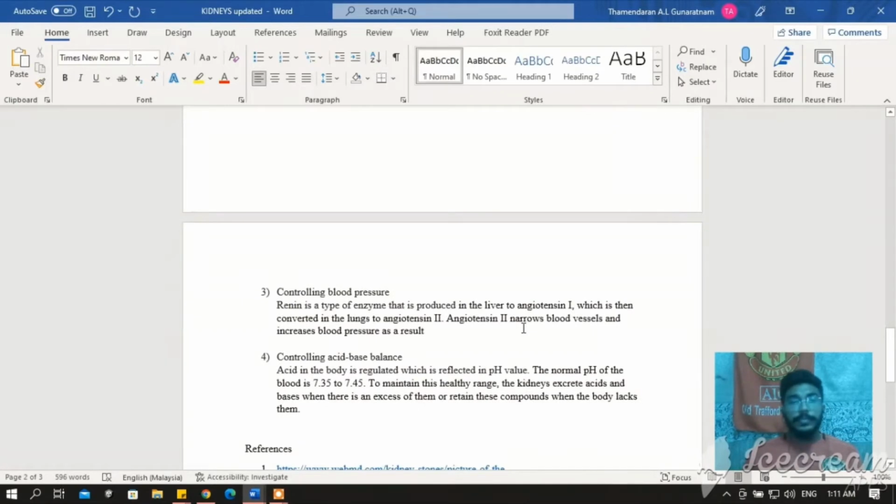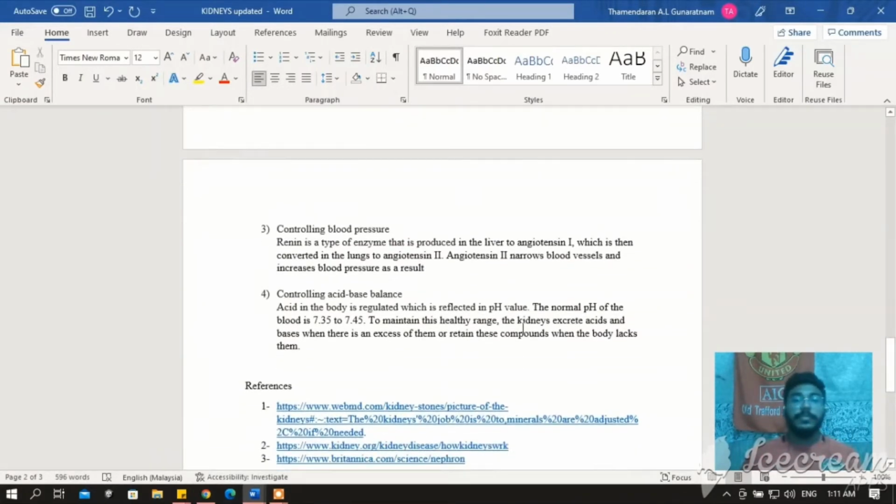The third one is where we talk about controlling the blood pressure. Renin is a type of enzyme that acts on angiotensinogen produced in the liver to form angiotensin 1, which is then converted in the lungs to angiotensin 2. Angiotensin 2 narrows blood vessels and increases blood pressure as a result.